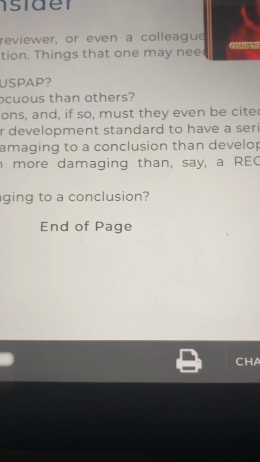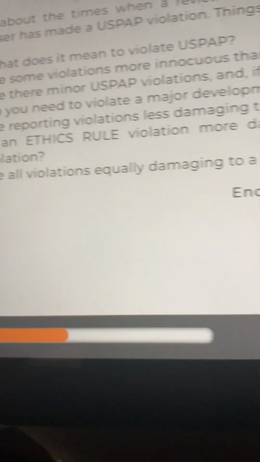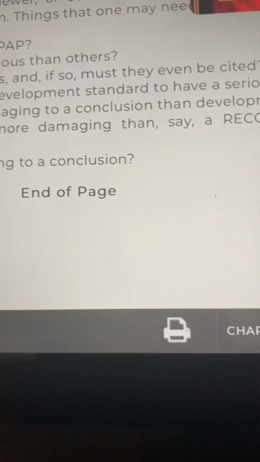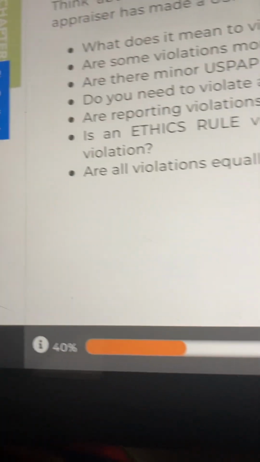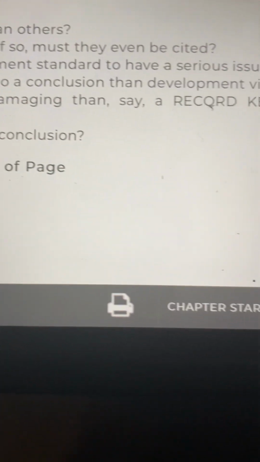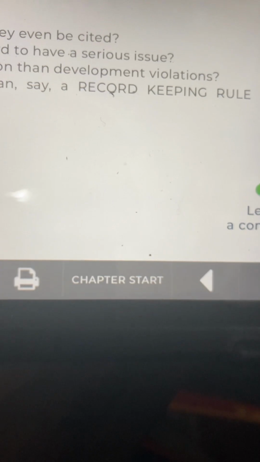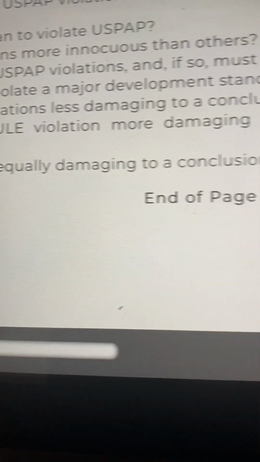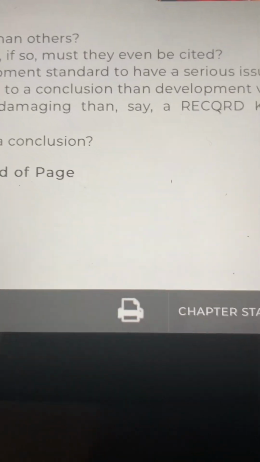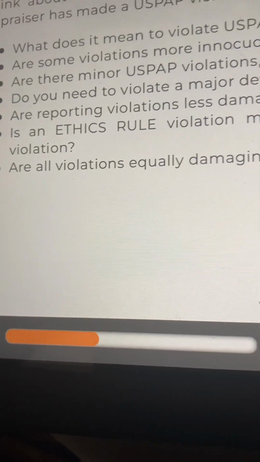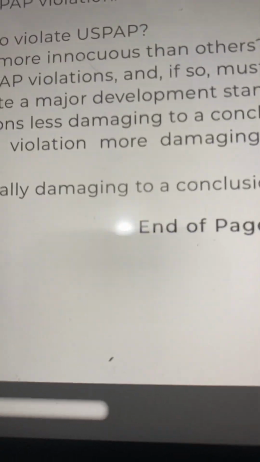And if so, must they even be cited? Do you need to violate a major development standard to have a serious issue? Are reporting violations less damaging to a conclusion than development violations? Is an ethics rule violation more damaging than, say, a record-keeping rule violation? Are all violations equally damaging to a conclusion? End of page.